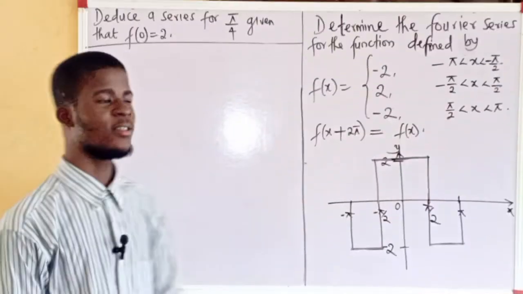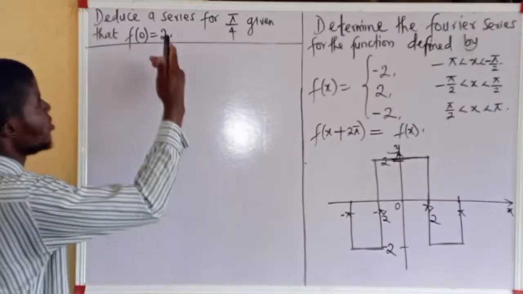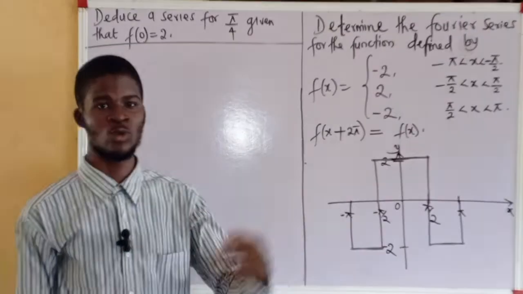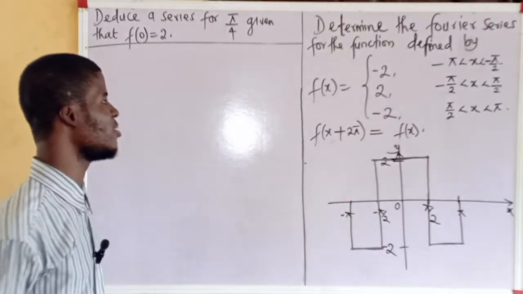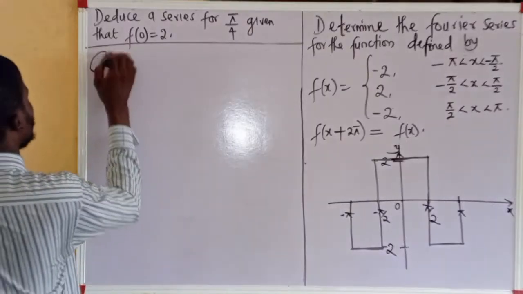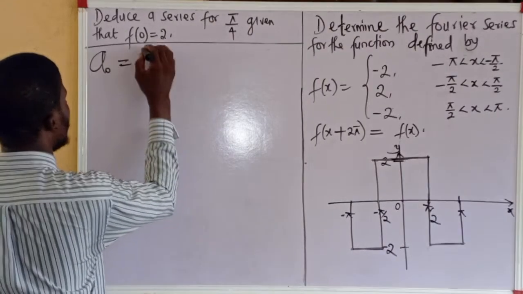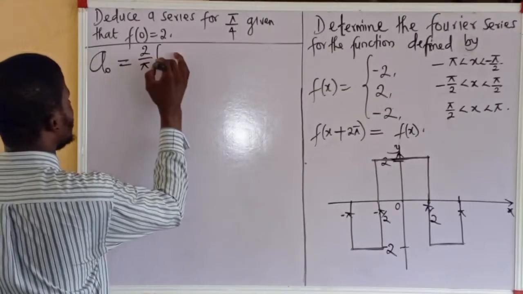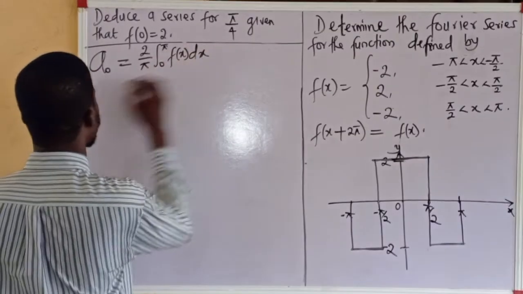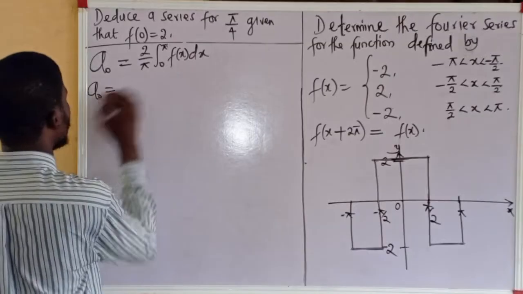At the end of the day, we are going to deduce a series for pi over 4, given that f of 0 is equal to 2. So let us determine the Fourier series, first of all, of this function. A naught is equal to, we just said, 2 over pi times the integral from 0 to pi of f of x dx. So what's A naught now?